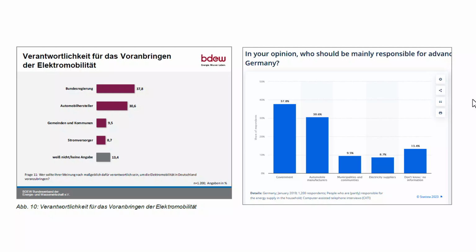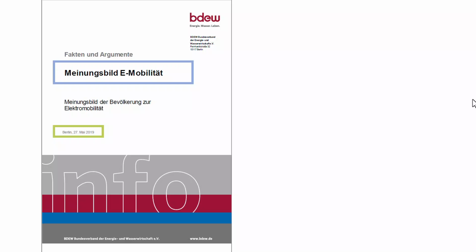So apparently we have 2 different sources here. We have the PDF for the data, and we have Statista for the image. Let's first have a look at the PDF and the information for the reference for the data. Here we have the title, Meinungsbild E-Mobilität, and the date of publication, 27th of May 2019.